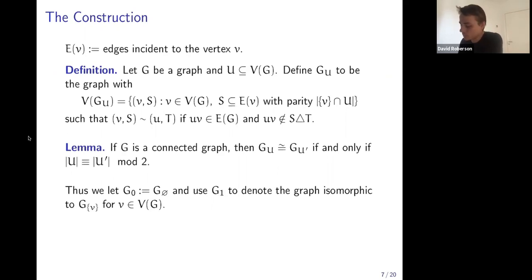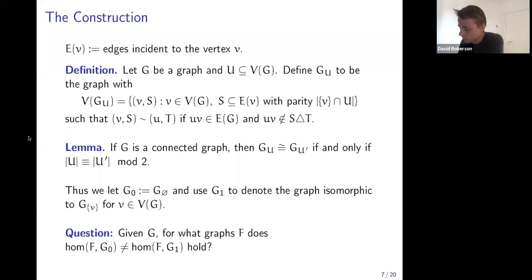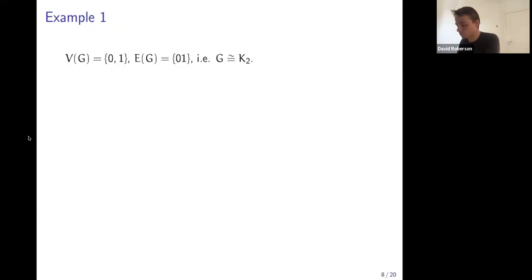What we want to do is consider counting homomorphisms from... well, let's do some examples first. This is the question: what are the graphs F that have a different number of homomorphisms to G0 and G1? Essentially, we're going to analyze how we would count this number for both of the graphs. It turns out you can relate this to a linear system, and we're going to use that to analyze when you would have inequality. But first let's look at some examples.